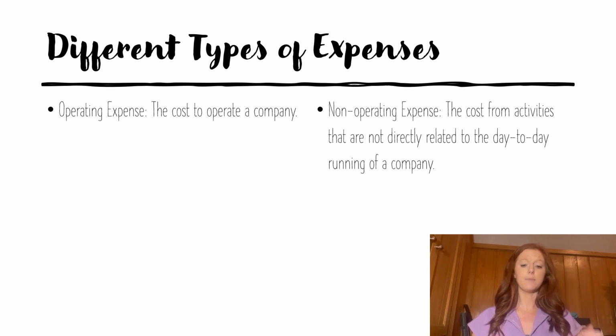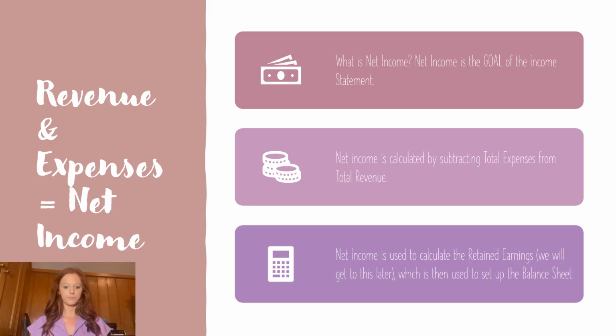There are many different types of expenses. Two of the ones that I'm going to discuss, one being operating expense. This is the cost to operate a company. The second being non-operating expense. This is the cost from activities that are not directly related to the day-to-day running of a company.